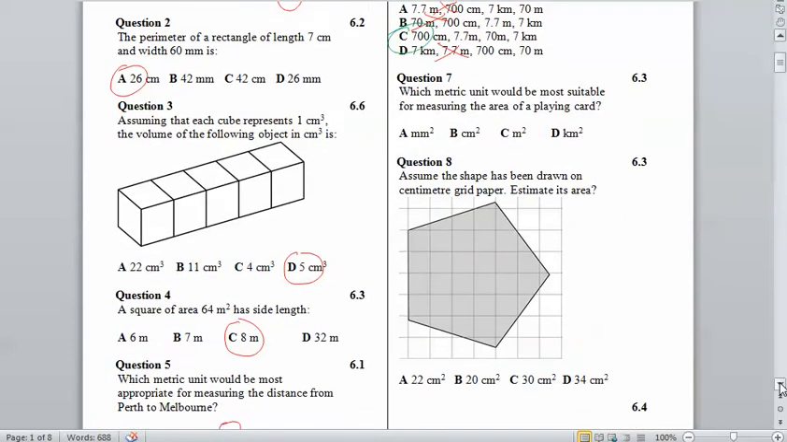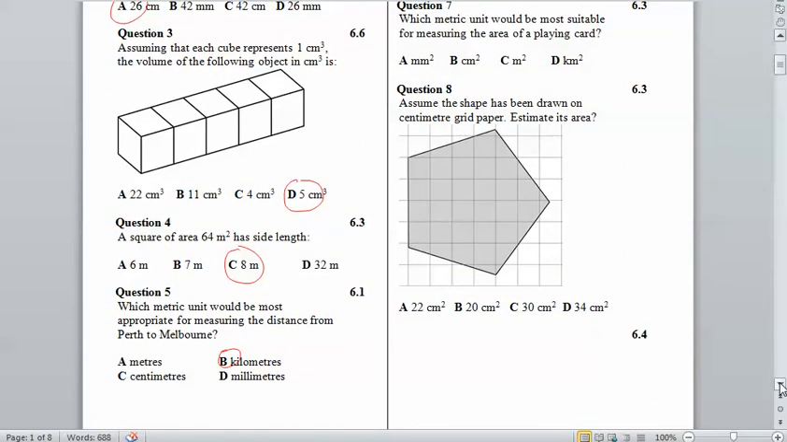Which metric unit suitable for measuring the area of a playing card? Well, millimetre squared, it's very tiny. A playing card would still be many thousand millimetres squared. However, centimetres squared would probably be the most appropriate for that. What did you get for this one, David? C? Sorry.